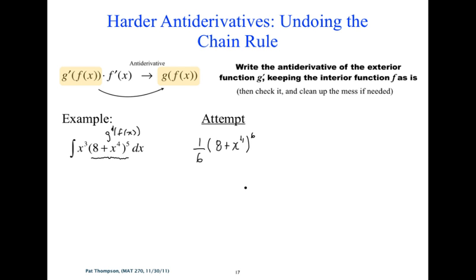And so now we're going to check it. How can we check it? Take the derivative. If the derivative we get is exactly what we started with, we're done. Our first attempt was right. So what's the derivative? 6 times 1/6. Here's our chain rule again. 8 plus x to the fourth to the fifth times what? 4x cubed, which equals 4.